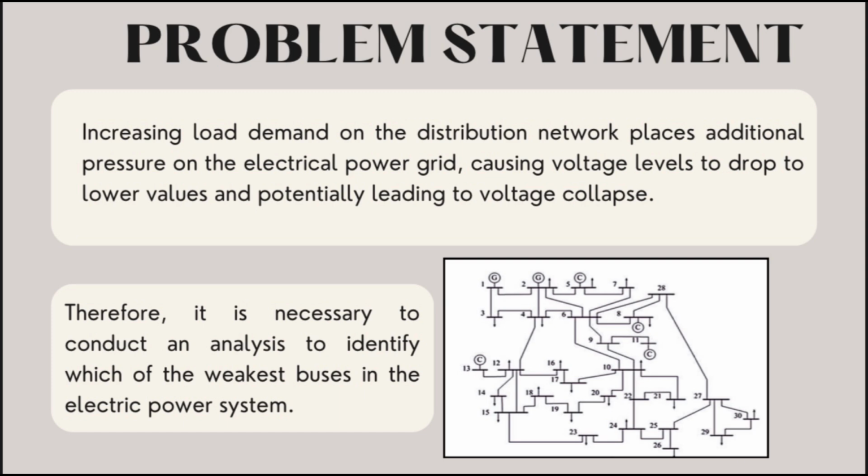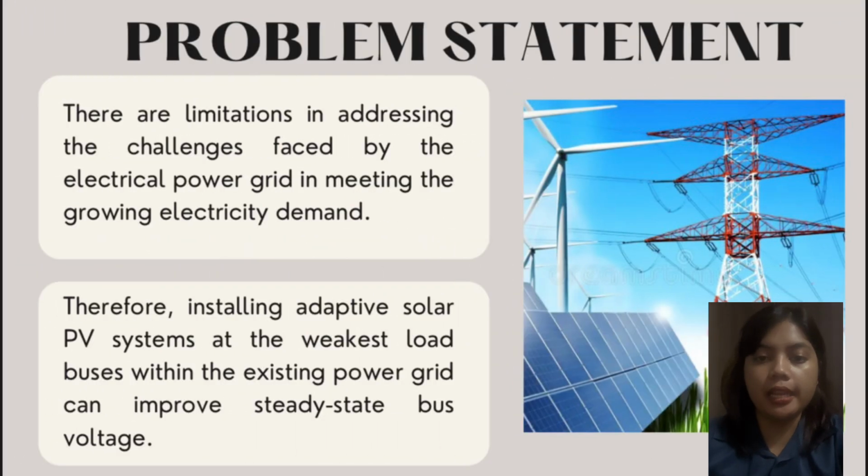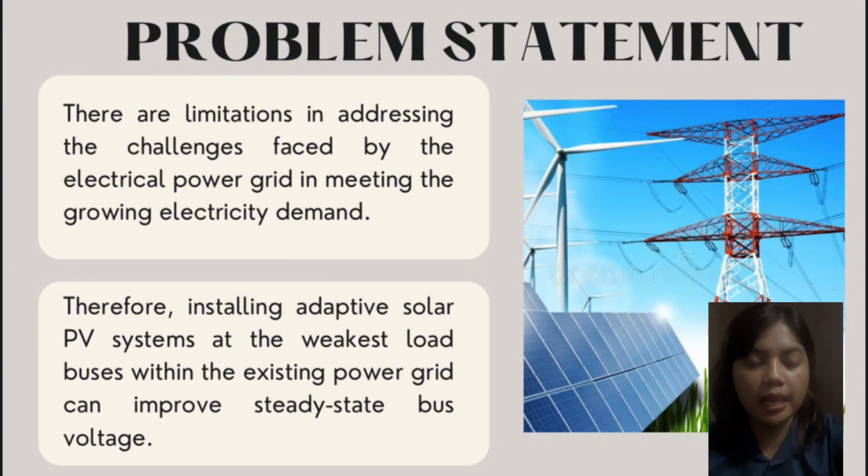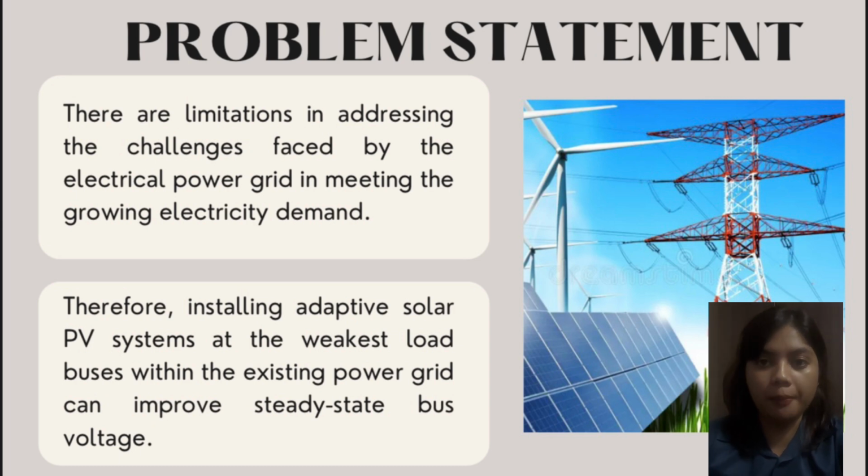not increased. Limitations exist in addressing the power grid challenge in meeting growing electricity demands. For example, this includes the need for system upgrades, such as a new transmission line and substation, which can be costly and time-consuming to implement. Therefore, install adaptive solar PV at the weakest bus in the existing power grid to enhance the voltage stability.